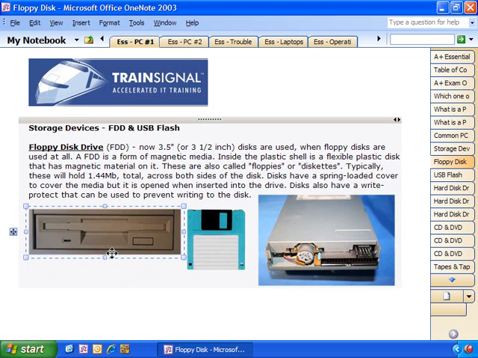You see how the disk slides in the front. There's a read and write light right there, and then there's an eject button. This is the back of the floppy drive. On the back of the floppy drive, you have a floppy drive interface here where it connects to the computer. Then you have a floppy drive power supply connector up here. All right, so that's a floppy drive.